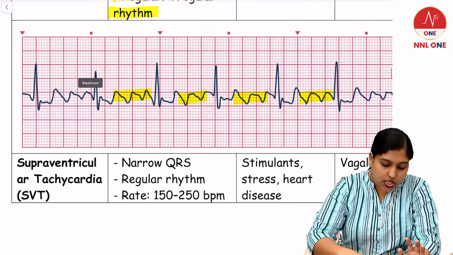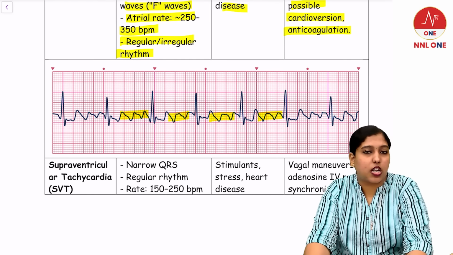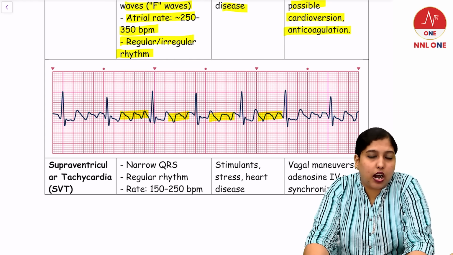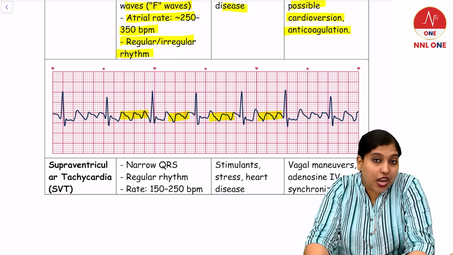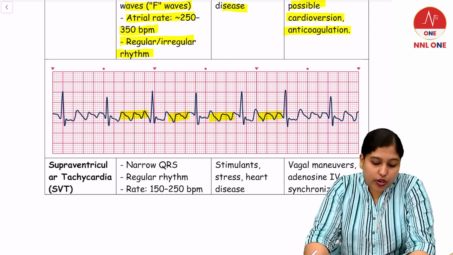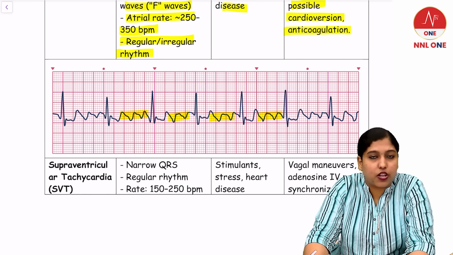Okay, so this is your atrial flutter ECG strip. The classical sign you have to understand is the patient will be having a sawtooth appearance and the atrial rate is going to be around 250 to 350 beats per minute. And it is irregularly regular.